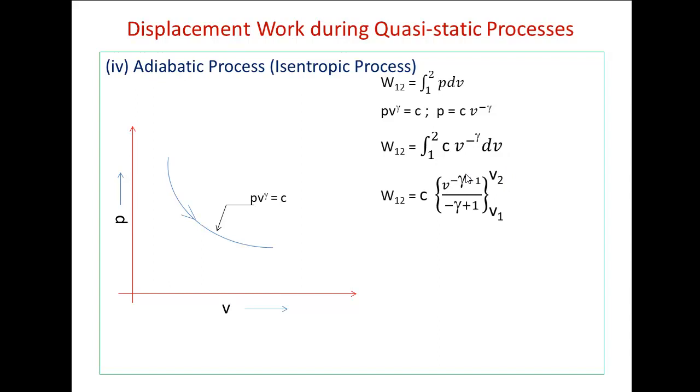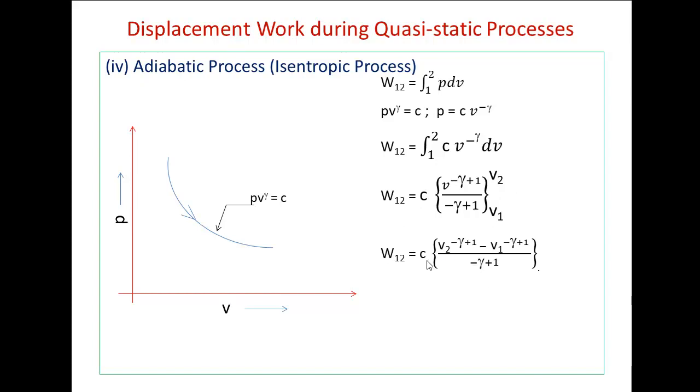So C into V power minus gamma plus 1 divided by minus gamma plus 1, between the limits of states 1 to 2. At state 1 volume is V1, at state 2 volume is V2. So in place of V, we are going to substitute the upper limit and lower limit. So it will become V2 power minus gamma plus 1 minus V1 power minus gamma plus 1, divided by minus gamma plus 1. So that is what is given here.